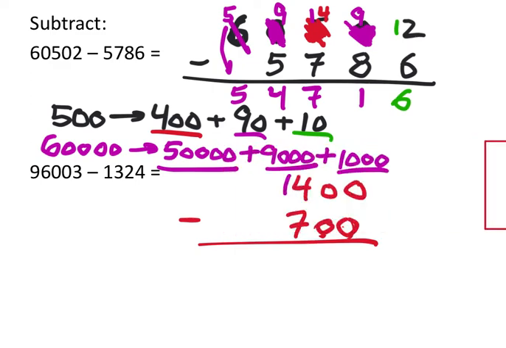So 60,502 take away 5,786 is, I'll box this in, 54,716. And if you want to throw a comma in there while you're writing it by hand, that's fine.